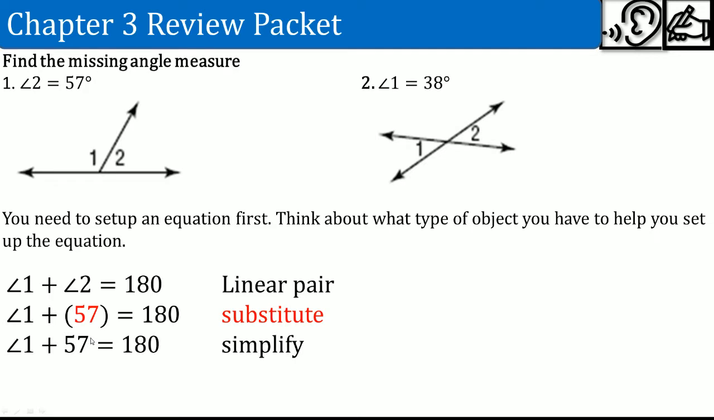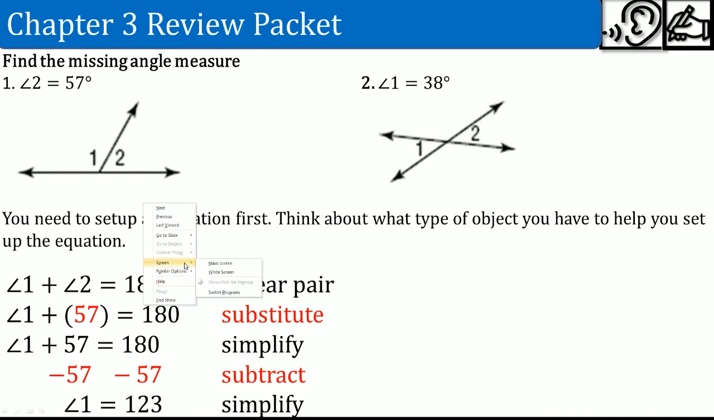Once we simplify, now we try to get the angle alone by doing some algebra. Subtract 57 from both sides, you get angle 1, and the right hand side becomes 123 because 180 subtract 57 is 123. If you plug it back in, you will see that this here is 123 degrees plus this is 57. This should make 180 degrees.